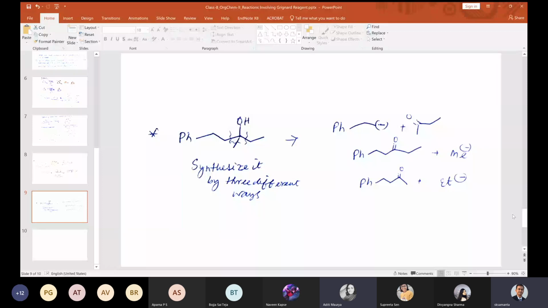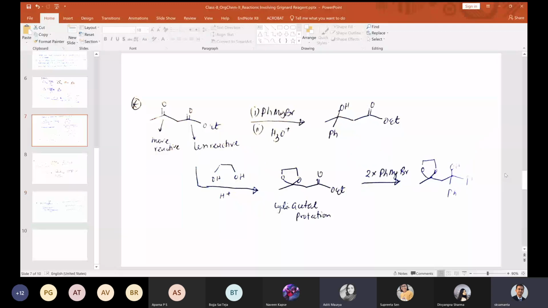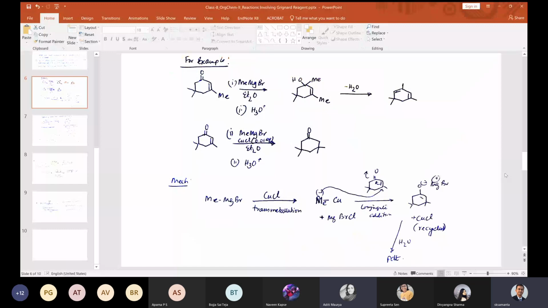One more question. Can you please go back to the slide where CuCl is taken? Yeah, this is the one. So why does CuMe form the product? Why does Cu replace MgBr? Is it because of the d orbital electrons or something else?